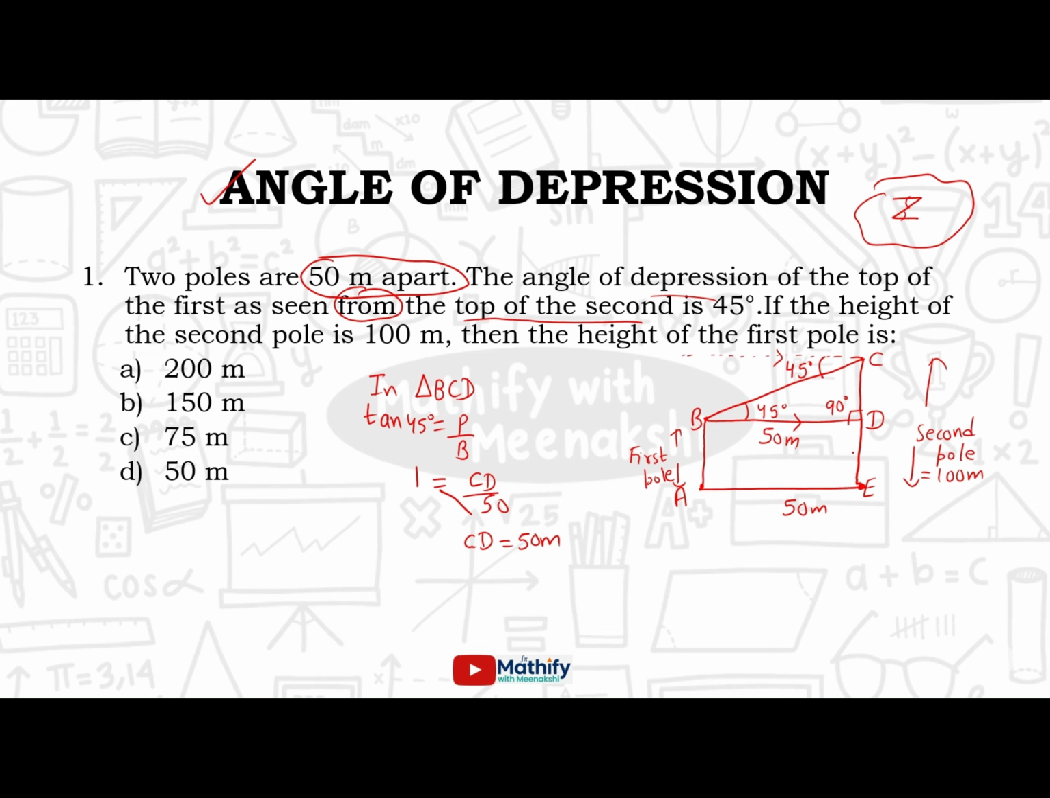Now we know our CD is 50. Now what is DE? DE is 100 minus CD, that means 100 minus 50. Your DE is 50 meters, and you know that your AB is equal to DE. That means the height of the first pole is 50 meters. D option. Now let's move to question number 2.